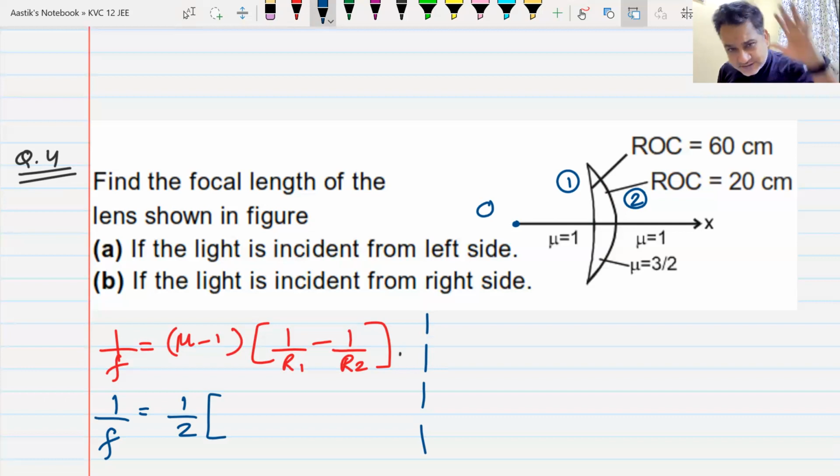Is it positive or is it negative? Look at the surface. Negative, sir. It is concave, beta. See, the surface looks like this, and light is coming from here. It is concave, no? Yes or no? Okay, sir. So minus 1 by 60.